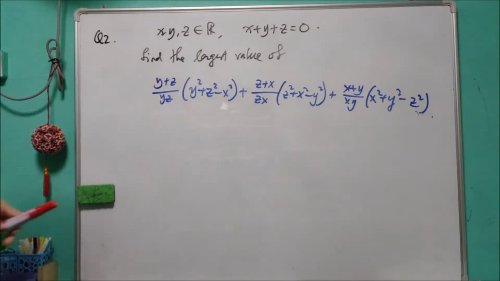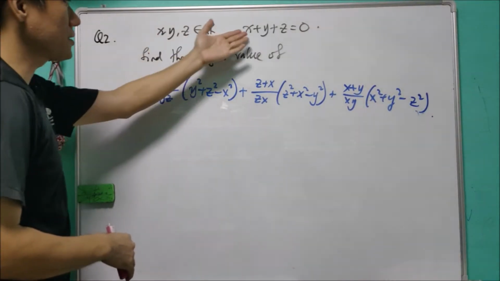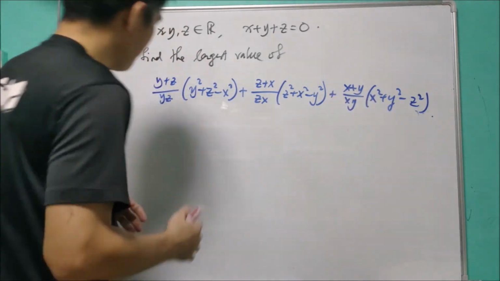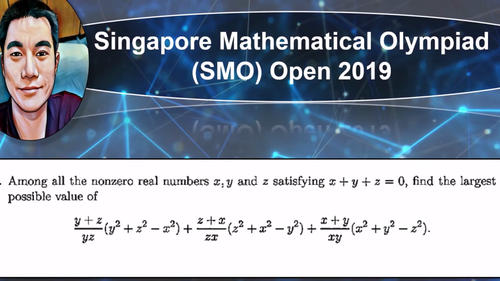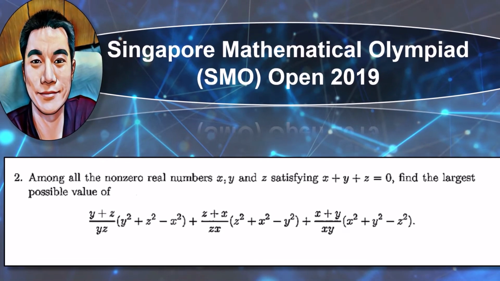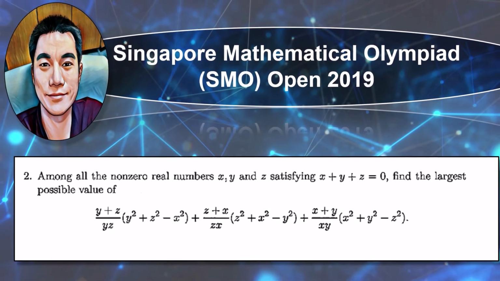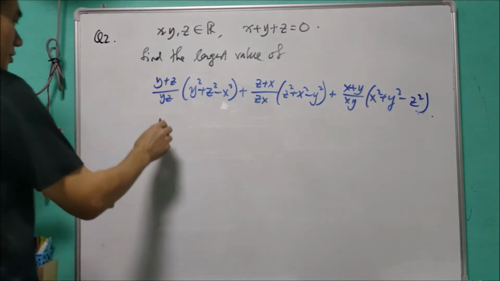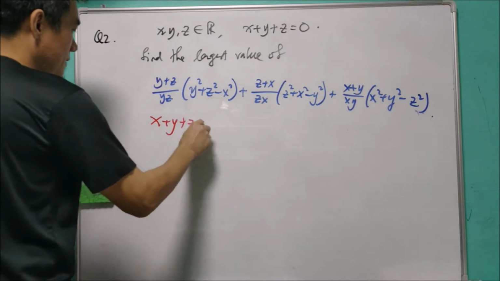So this is question 2. x, y, z are real numbers such that the sum equals 0. Find the largest value of this expression. So basically, what we need to do is we start from the sum.